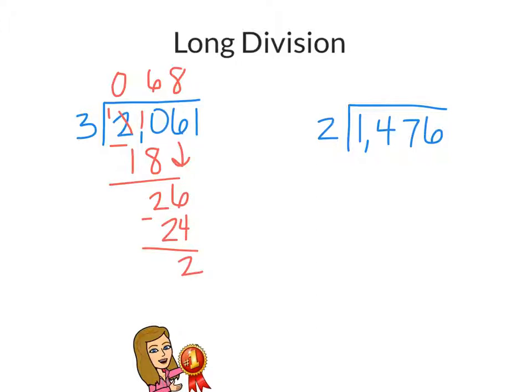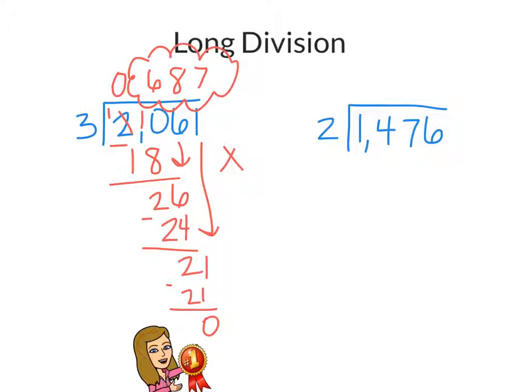2 minus 2, 0. Bring down the next number to work with, which is a 1, creating the number 21, which works perfectly with a 3. 3 times 7 is 21. So when I subtract, none left over, no more numbers to bring down, so our quotient works out very well, 687, no remainder. All right, let's try the next one.